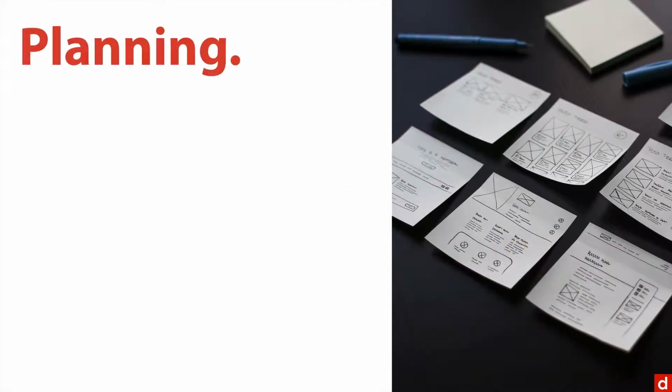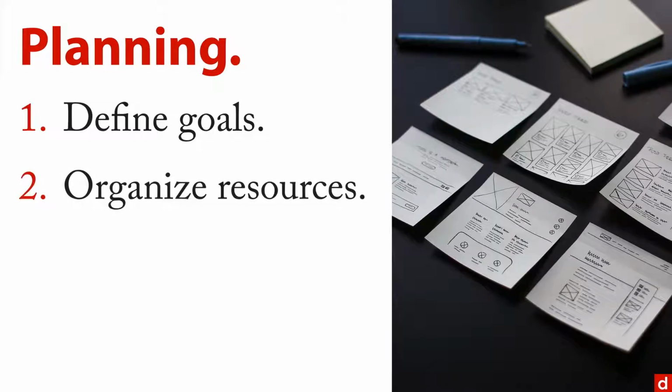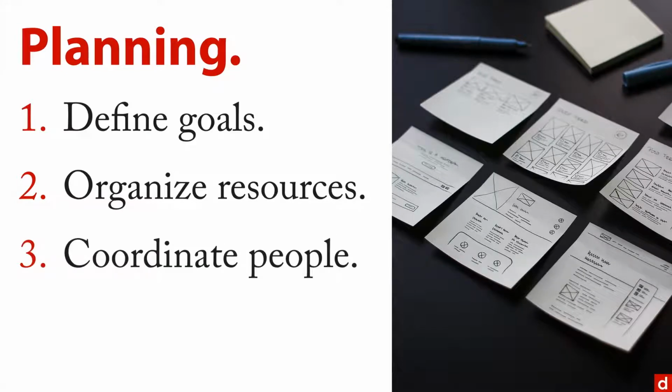First, let's talk about planning. The first thing you need to do is define the goals of your project so you know how to use your resources well, and also so you know when you're done. Second, you need to organize your resources. So you might have data from several different sources. You might have different software packages. You might have different people. Which gets us to the third one. You need to coordinate the people so they can work together productively.